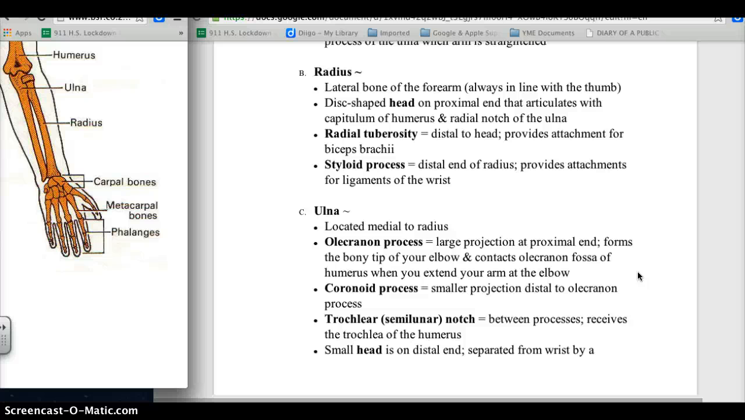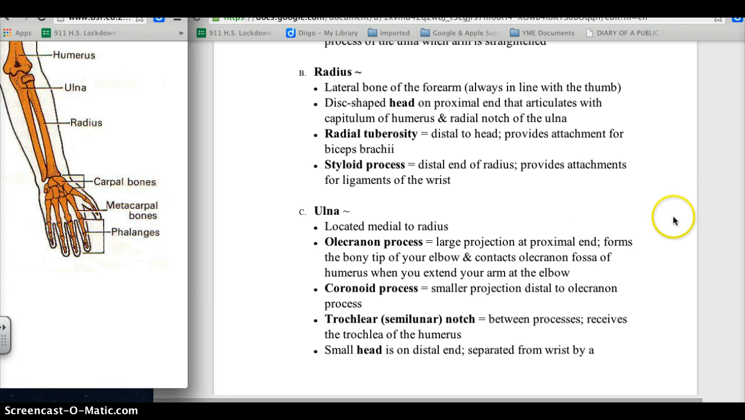The disc-shaped head is on the proximal end. Radial tuberosity is going to attach your biceps. And then the styloid process, way down at the distal end, is going to attach ligaments to help move your wrist. So that's your radius.